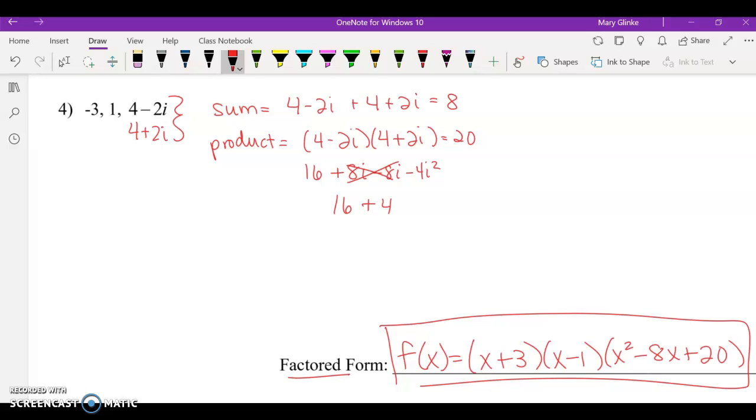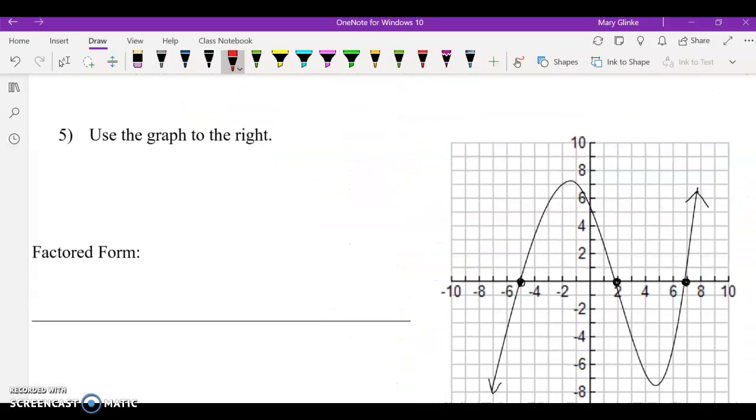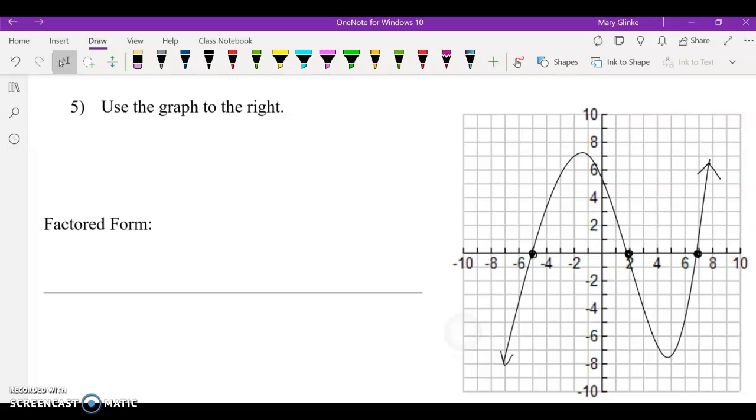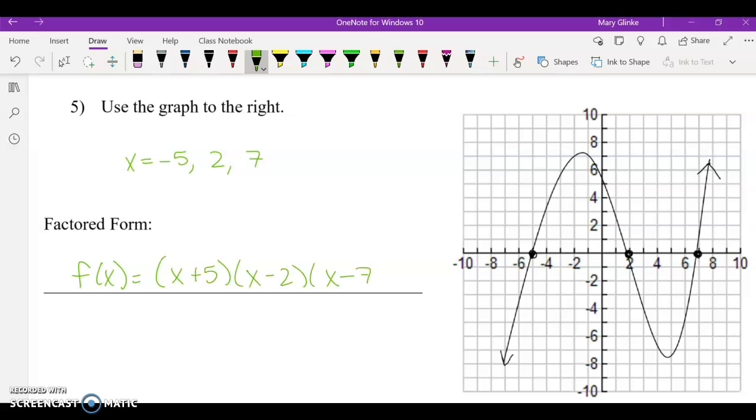Okay, and so for our very last one here, we have our graph given to us. So with this one, we don't know if there are any imaginary zeros or not. We only see 2 turning points, which means we know the degree has to be at least 3, and that is verified with the 3 zeros there. So we're only going to use the real zeros that we see because we cannot allude to any imaginary zeros unless we're given more information. So for this one here, our zeros happen when x is -5, x is 2, and x is 7. So our factors are going to be x plus 5, x minus 2, and x minus 7.